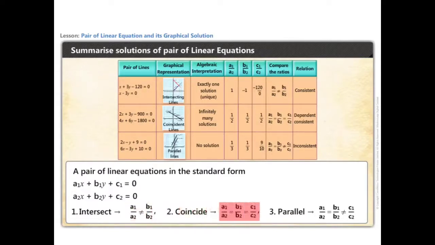Coincide if a1 by a2 is equal to b1 by b2, that is equal to c1 by c2. Parallel if a1 by a2 is equal to b1 by b2, which is not equal to c1 by c2.